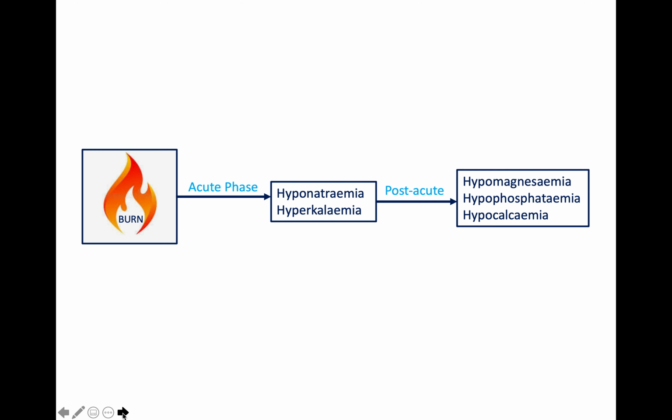In the post-acute phase, patients often become hypomagnesemic, hypophosphatemic, and hypocalcemic, and we're going to be discussing each of these individually over the next few weeks.